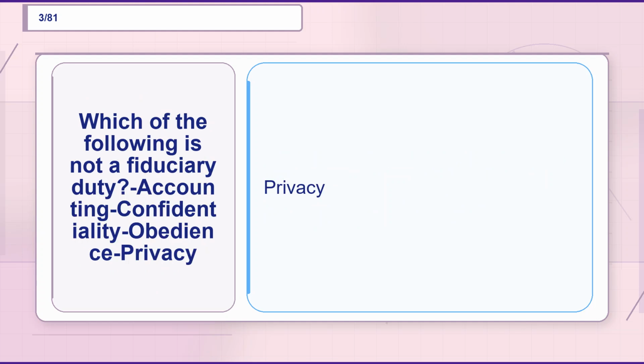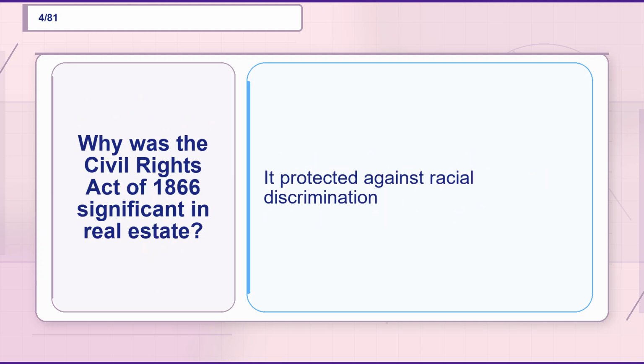Flashcard 3. Term. Which of the following is not a fiduciary duty? Accounting, confidentiality, obedience, privacy. Definition. Privacy. Flashcard 4. Term. Why was the Civil Rights Act of 1866 significant in real estate? Definition. It protected against racial discrimination.